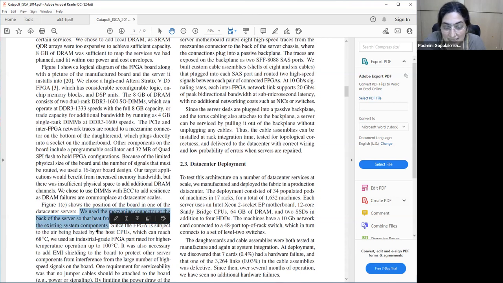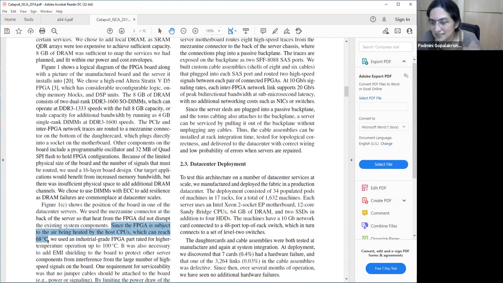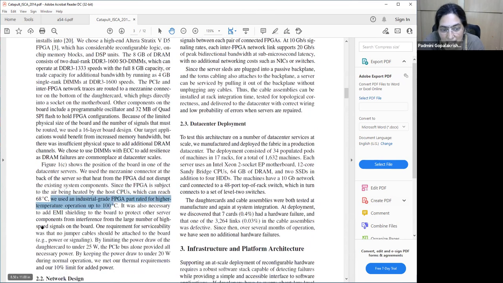components. And then you notice the FPGA, because it's attached to a host, is subject to higher temperature because the air around the server is hot, right? So they actually used an industrial grade FPGA which is rated for higher temperature operation. Then they had to add some EMI shielding. These are, I think, typical data center design considerations. And it is interesting to go through this paper to get a view of what some of those design considerations are.